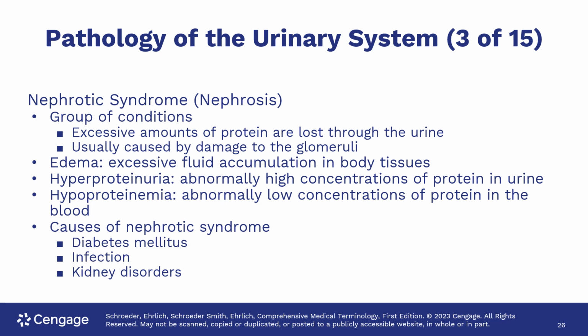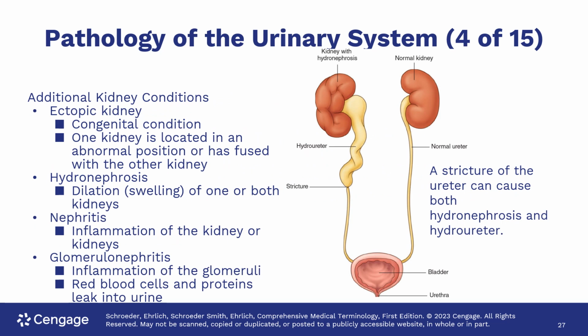Hyperproteinuria is excessive protein in the urine. Remember, hyper is excessive. Hypoproteinuria is low levels of protein in the blood, and hypo is decreased. Ectopic kidney is where one kidney is located in an abnormal space or fused with the other, and it's something you're born with. Hydronephrosis is a swelling of the kidneys.